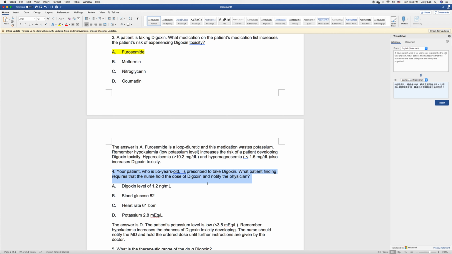4. Your patient, who is 55 years old, is prescribed to take digoxin. What patient finding requires that a nurse hold the dose of digoxin and notify the physician?